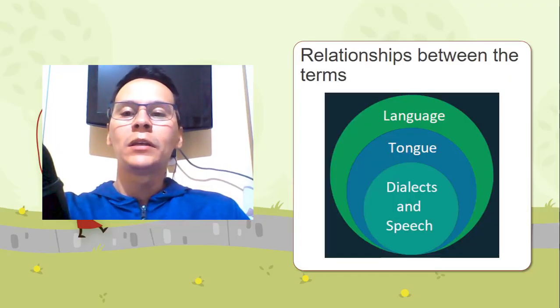And finally, I show the relationship between the terms. The language is the general system of communication. Tongue highlights the cultural identity associated with that system. And the speech is the living use of the system through sounds. And finally, dialects are the variation of the language within different regions or groups.